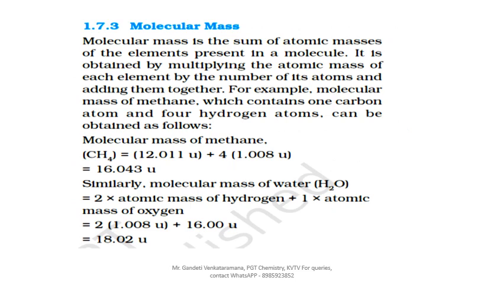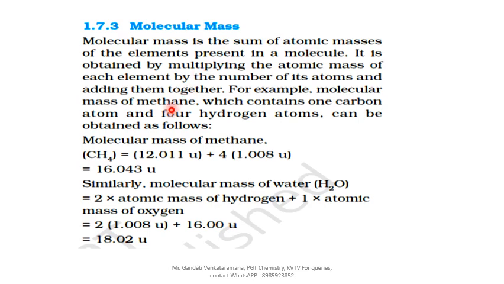Next one, molecular mass. As discussed so far, atomic mass and average atomic mass. Now we are going to discuss molecular mass. Molecular mass is the sum of atomic masses of the elements present in a molecule. Very simple. Atomic mass is only for one atom. Molecular mass means the mass of the molecule. A molecule is a combination of atoms. That is the difference. Atoms combine to give a molecule.